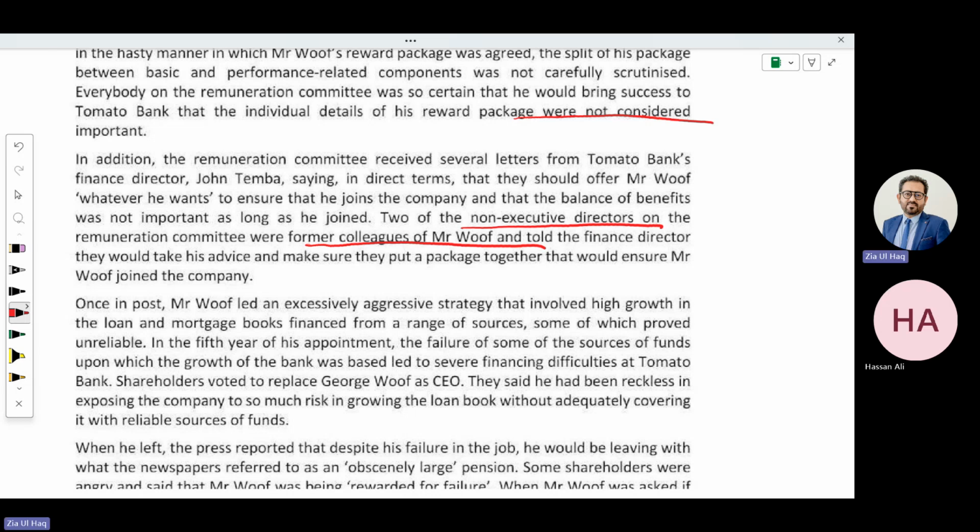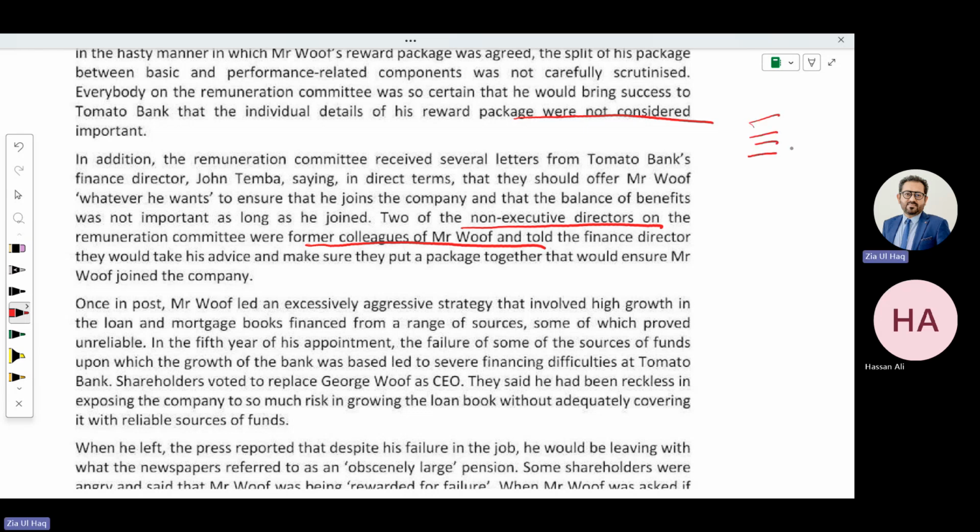The non-executive director of remuneration committee should be independent. Independent means they should not be having any close relation with executive directors. Otherwise, their decisions will not be independent. They will compromise their objectivity. And two of the non-executive director of remuneration committee are former colleague of Mr. Woff. Mean they are having past colleague relation with Mr. Woff. So might be they will be favoring Mr. Woff in setting his reward package. So this is also compromising independence of the remuneration committee.